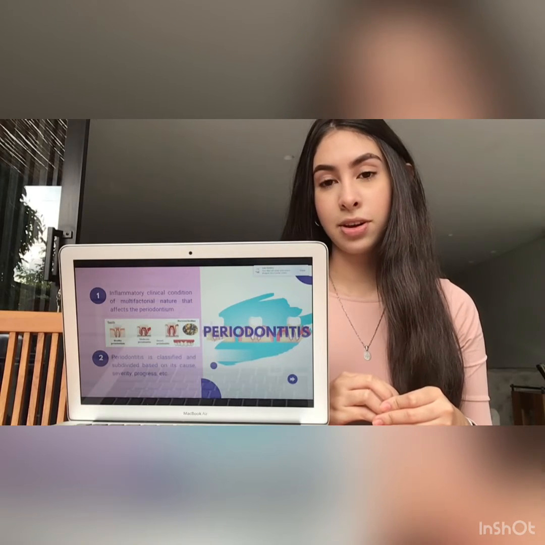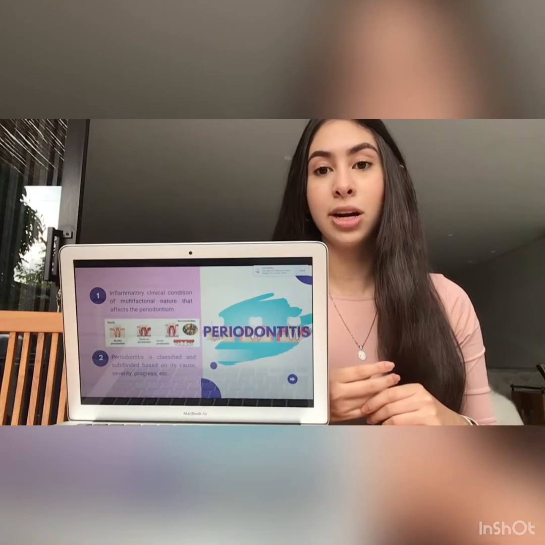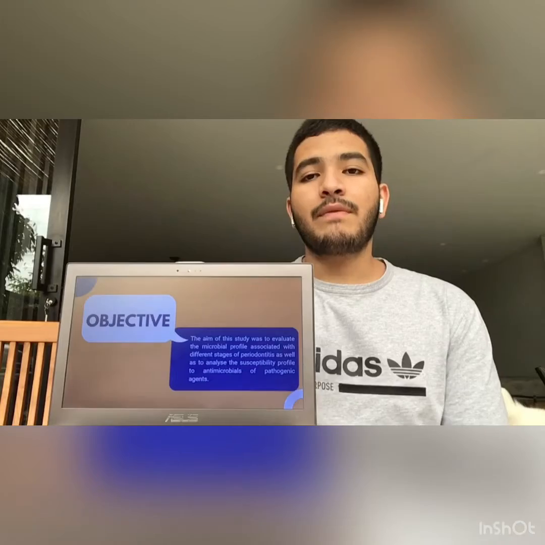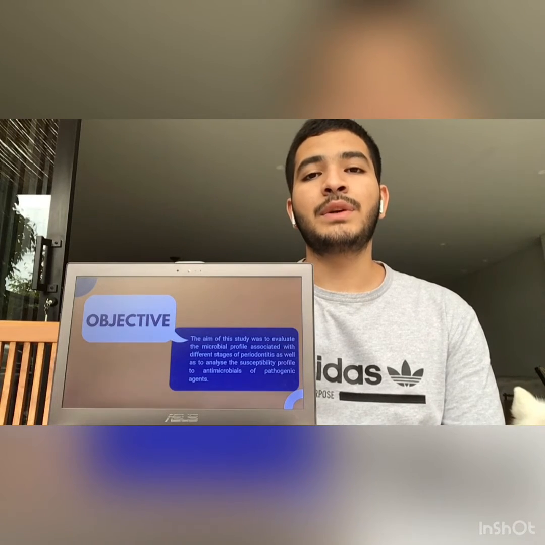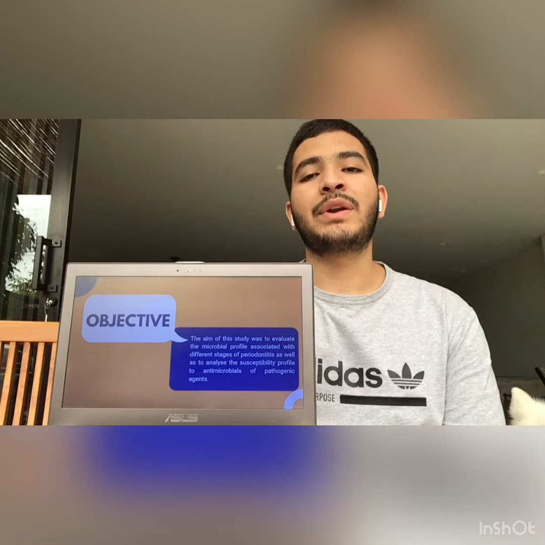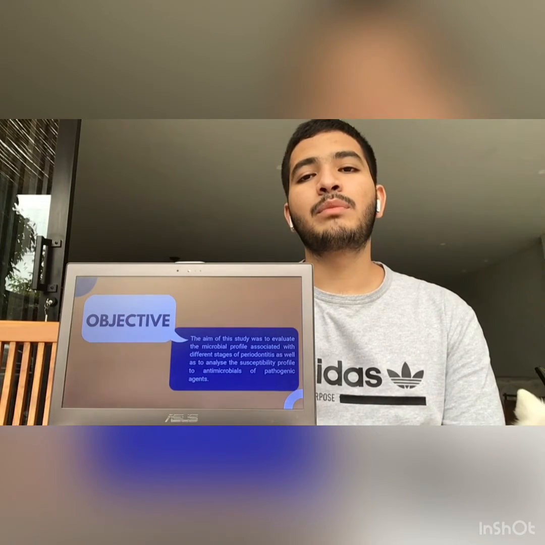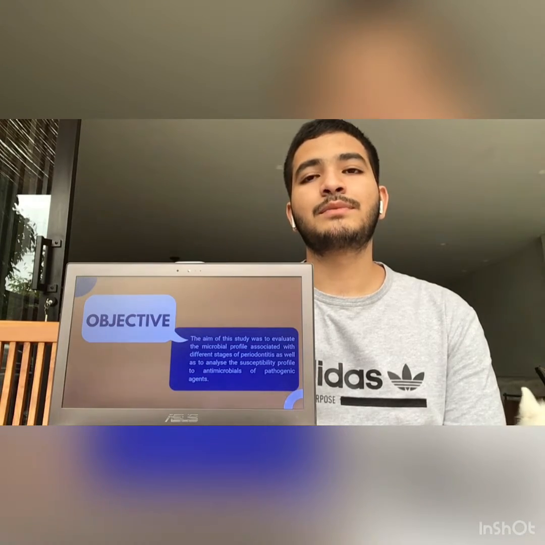According to the current classification for periodontal conditions, there are two major groups described: periodontal and gingival health, and periodontitis. The aim of this study was to evaluate the microbial profile associated with the different stages of periodontitis, as well as to analyze the susceptibility profile to antimicrobials of pathogenic agents.